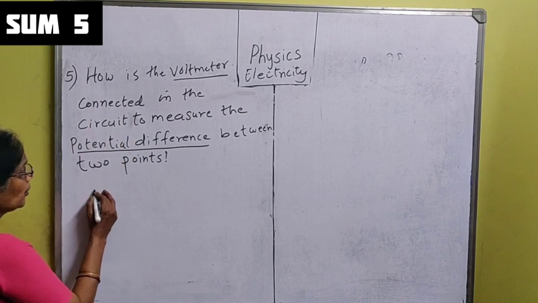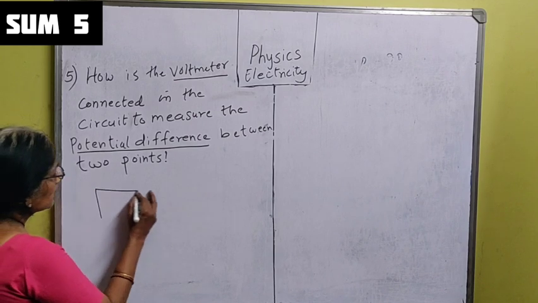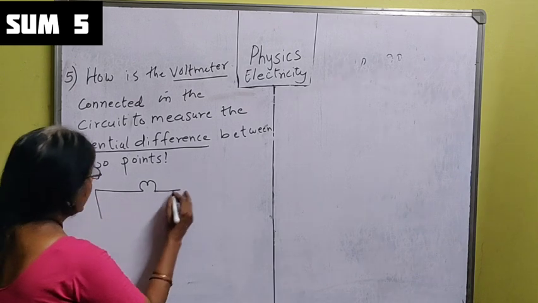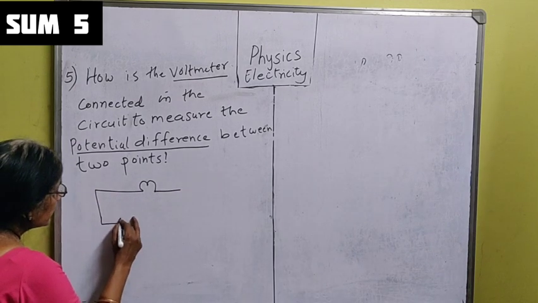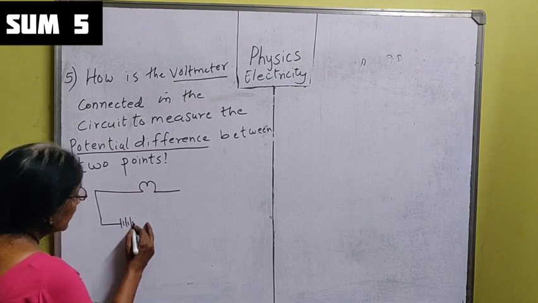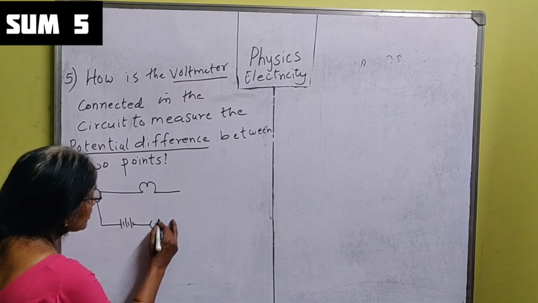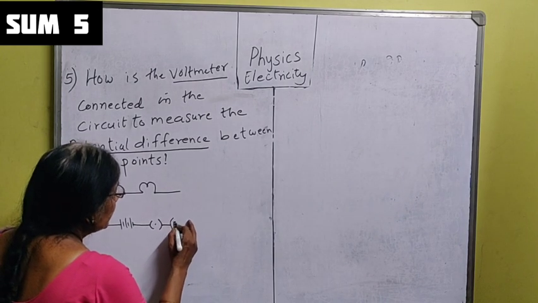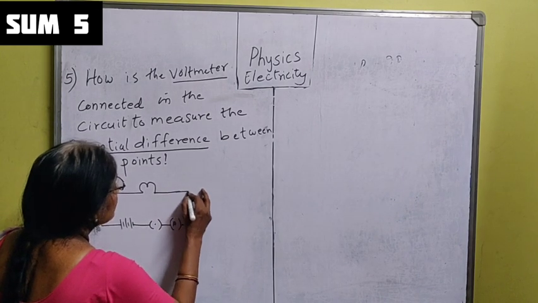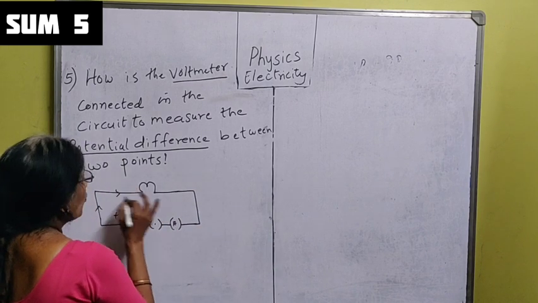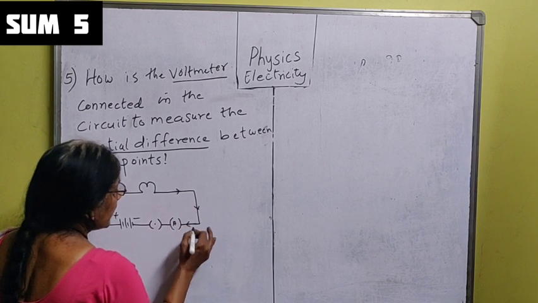So first I will show you the diagram. This is the bulb connected over here. This is the battery. And here the switch is there. And here the ammeter which measures the current is there. And the current always passes from positive to the negative.